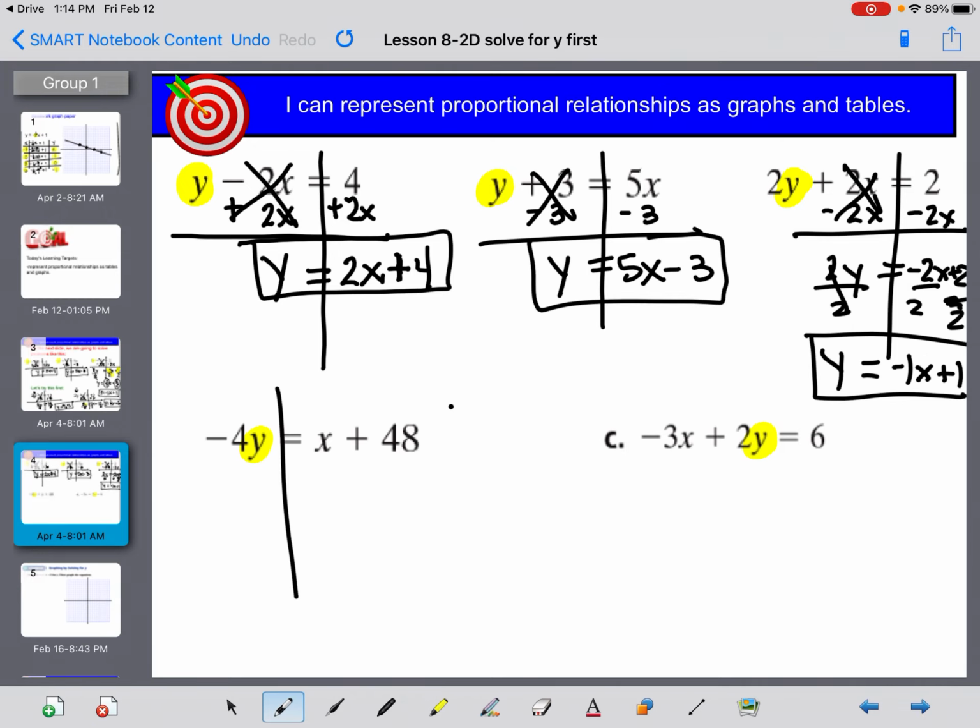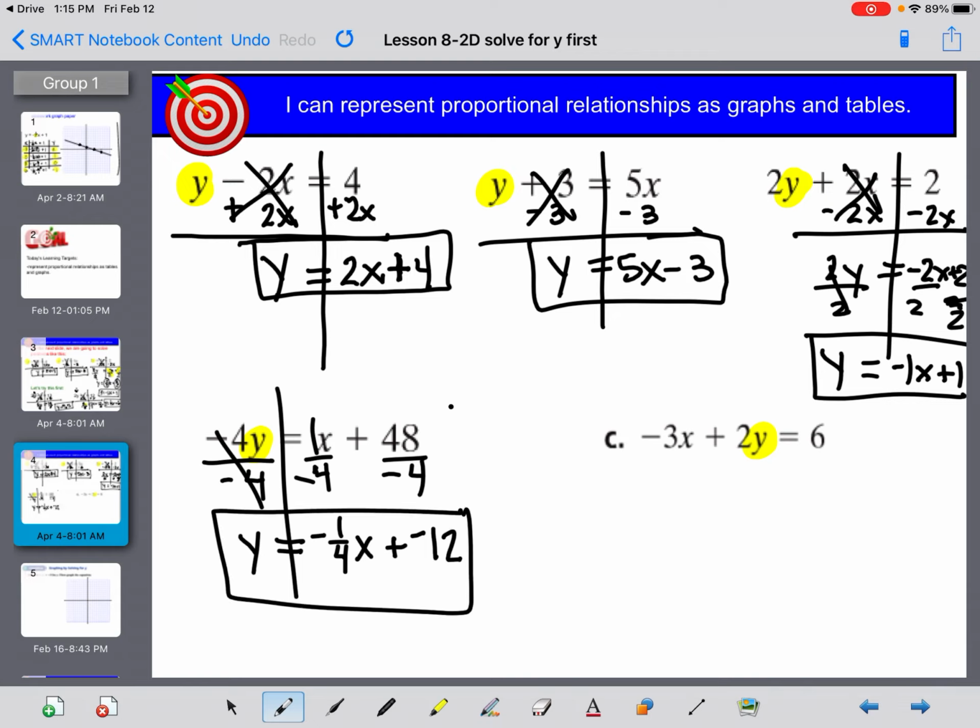Okay, let's try these. Y is multiplying by negative 4, so I need to divide by negative 4. So y equals negative 1/4 x plus 48 divided by 4 is 12. The last one, add 3x to both sides.